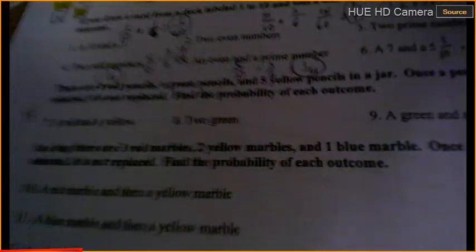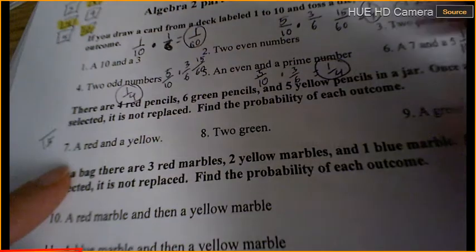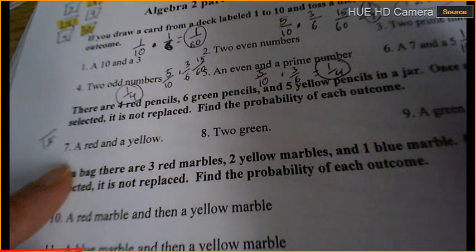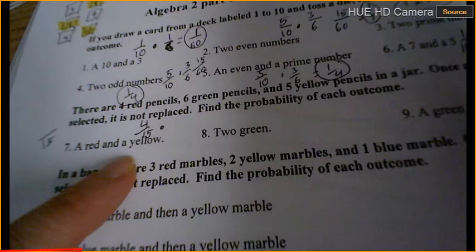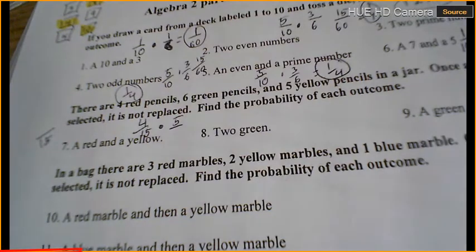If I zoom in a little bit, is that better? A little bit better? Okay, so how many red pencils are there? 4. So I get 4 out of 15 times, because I want a red and a yellow pencil. How many yellow pencils are there? 5, but how many pencils are there if I did not replace that red pencil? 14.